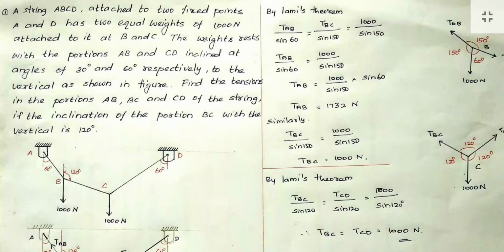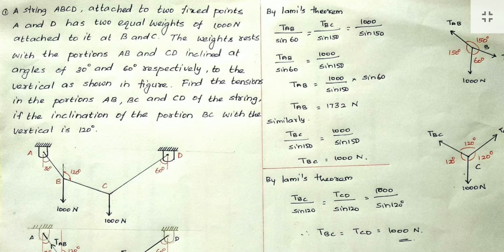Find the tension in the portions AB, BC and CD. The portions of the strings AB, BC and CD, we need to find the tensions. And also, the inclination of the portion BC with the vertical is 120 degree, it is given in the question. Let us explain how to solve this problem.